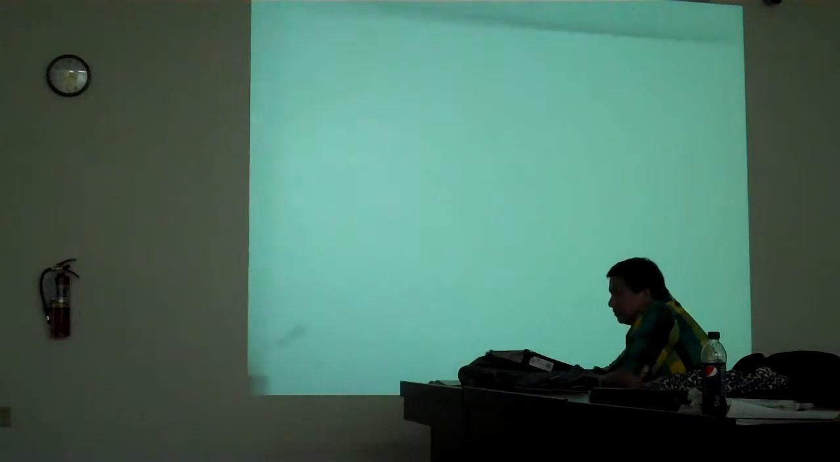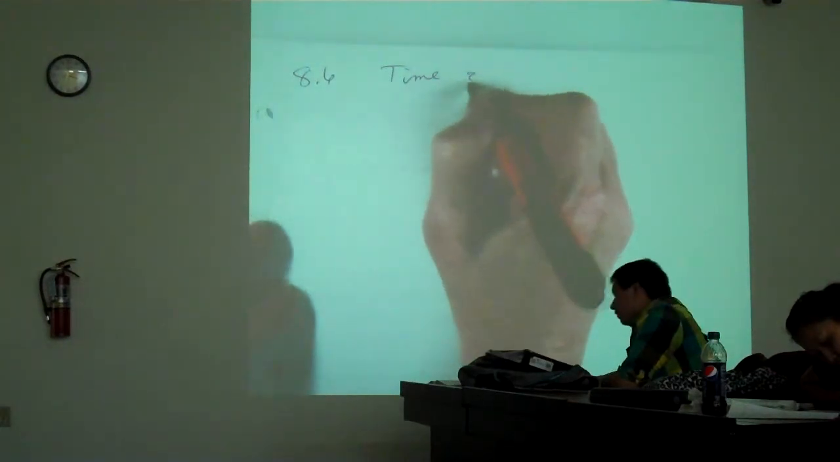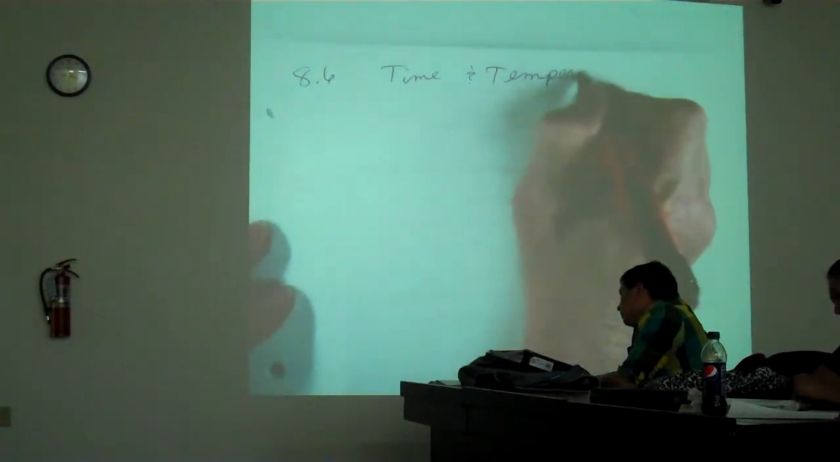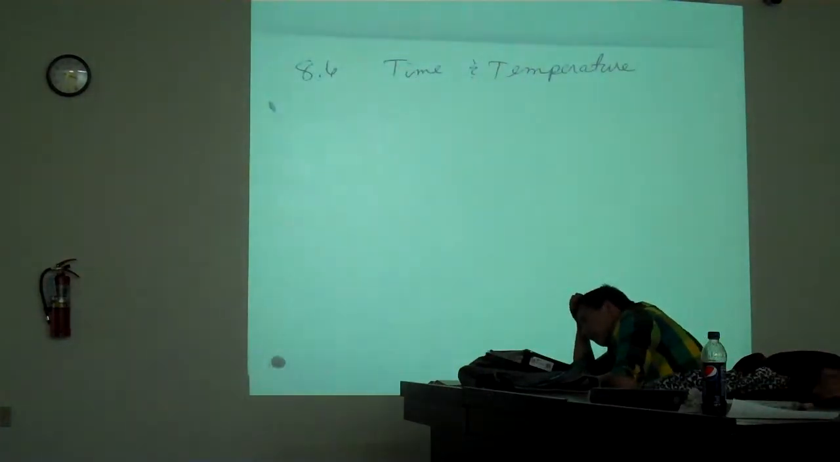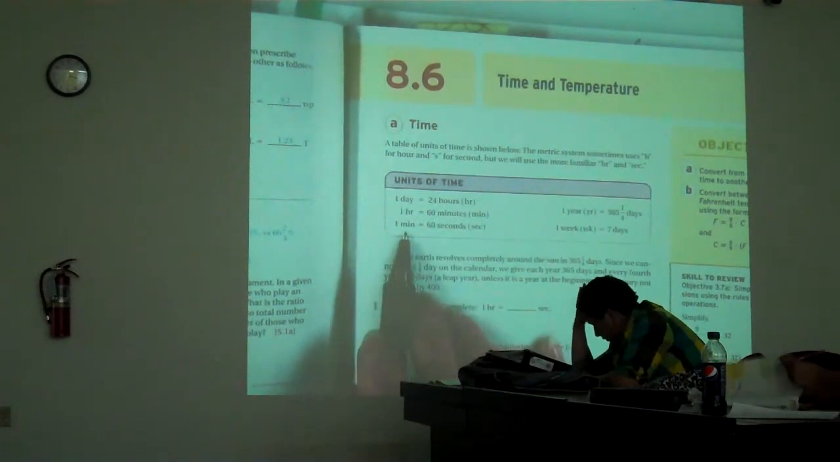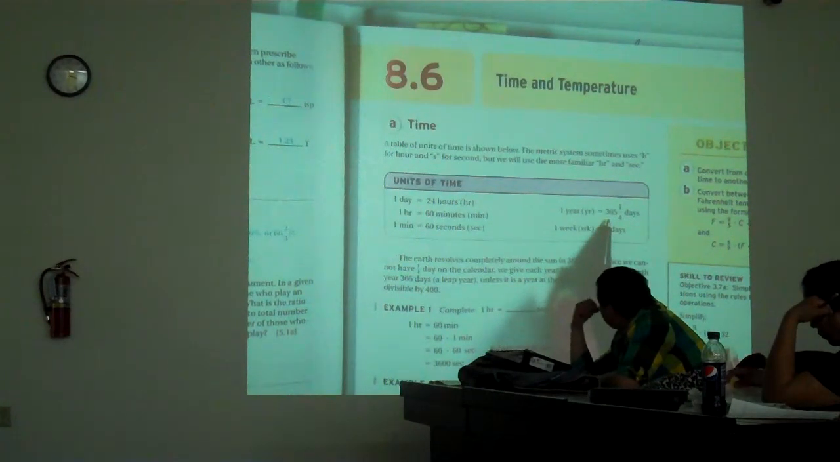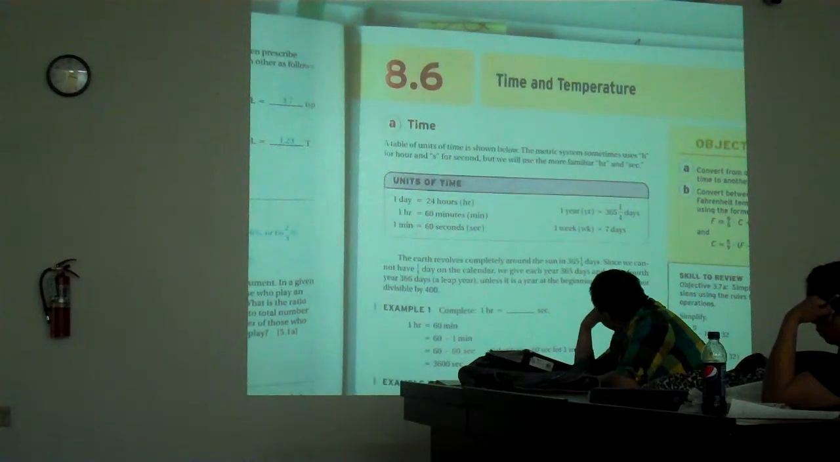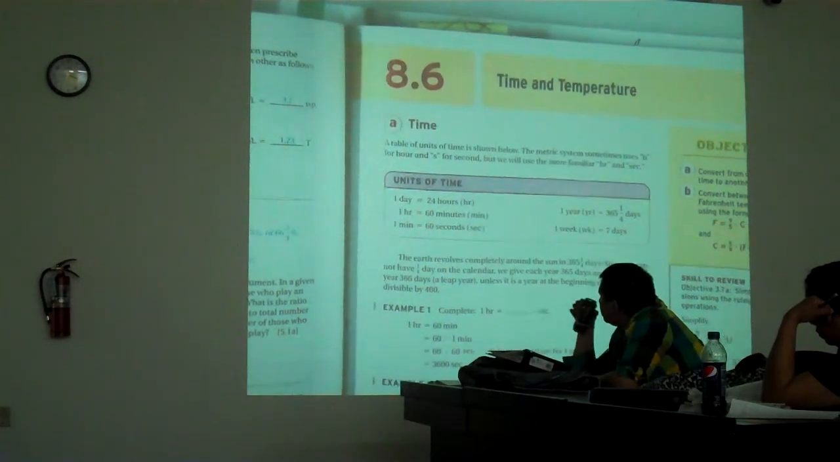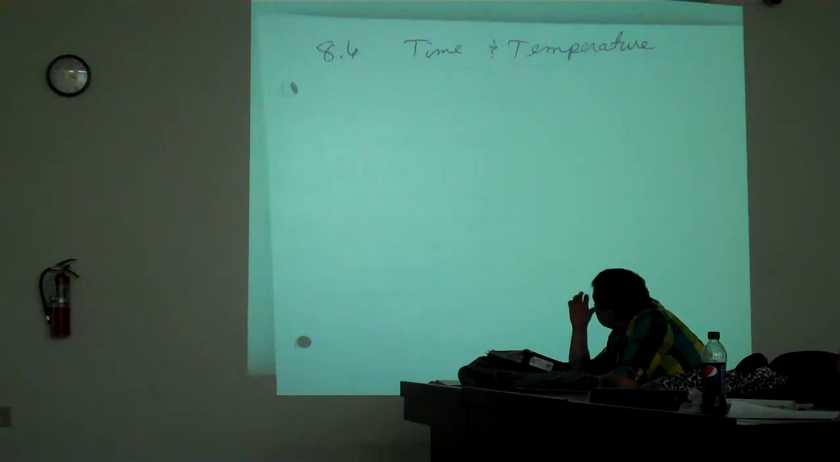Okay, let's do 8.6. Time and temperature. Time, you pretty much know all of those by heart. The only one that's a little different than what you normally know, you already know how many hours in a day, minutes in an hour, seconds in a minute, all that, days in a week. For a year, you're going to use 365 1/4 days. That's because of the leap year. So every year has a fourth of a day extra, okay? That way it comes out right. So let's convert some time.